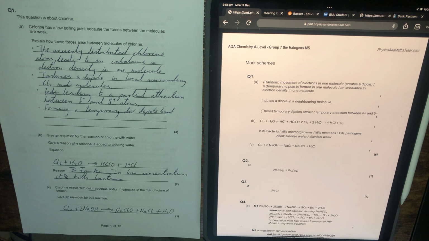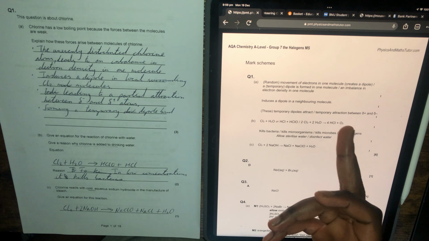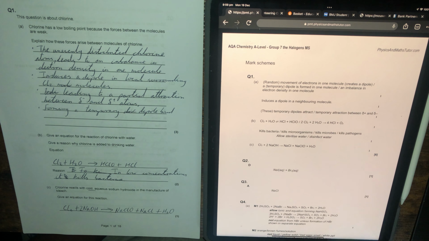So, the first question: chlorine has a low boiling point because the forces between the molecules are weak. Explain how these forces arise between molecules of chlorine. So I said unevenly distributed chlorine atoms. There are a lot of answers they had for this first one. It's the random movement of electrons in one molecule, unevenly distributed, leading to an imbalance of electron density in one molecule. That's the mark.